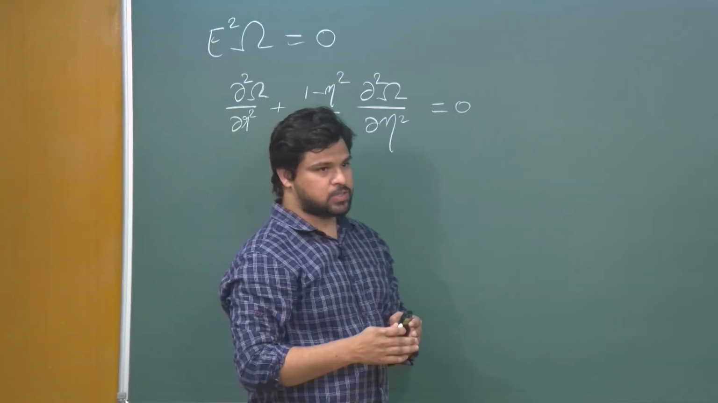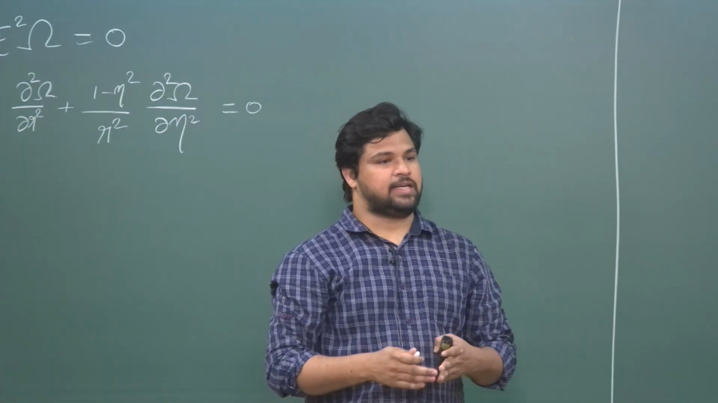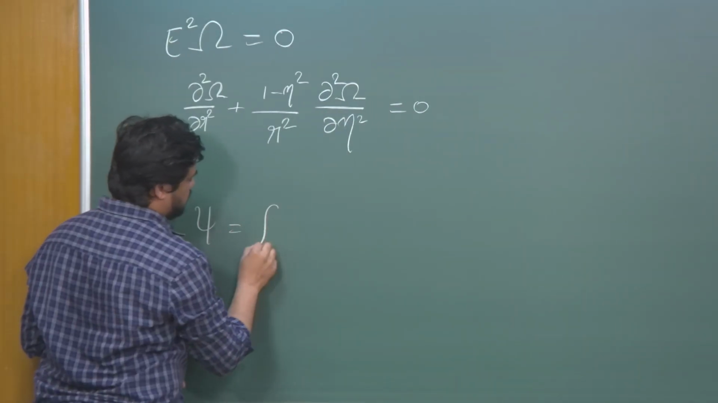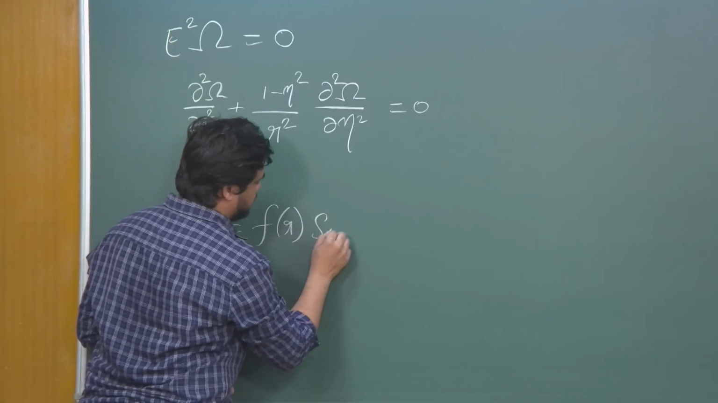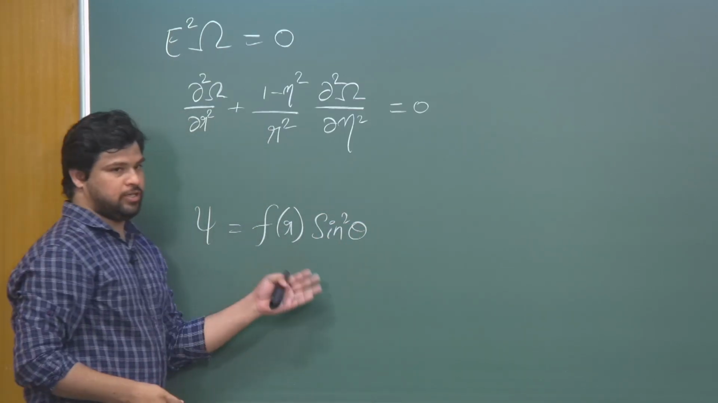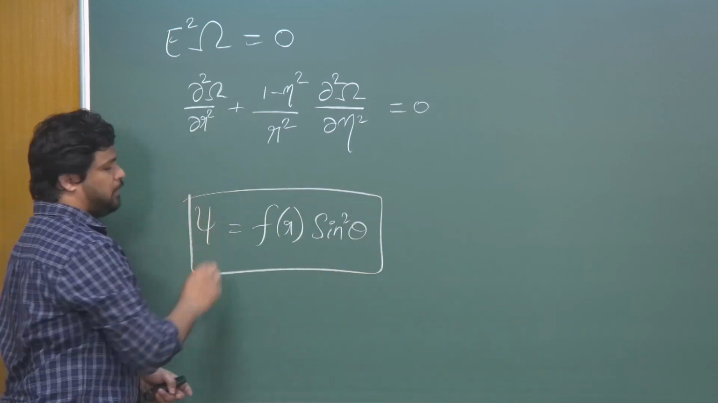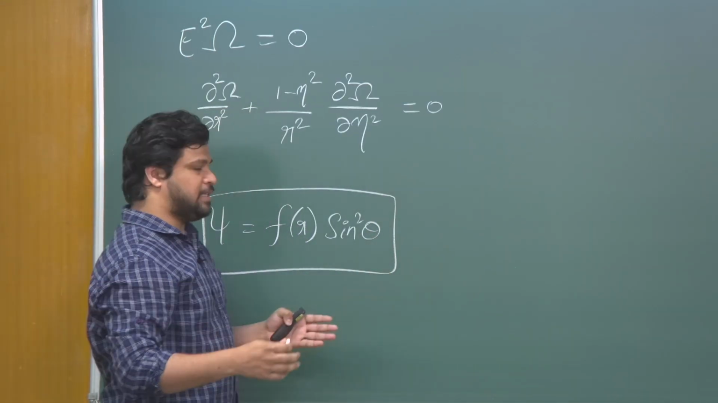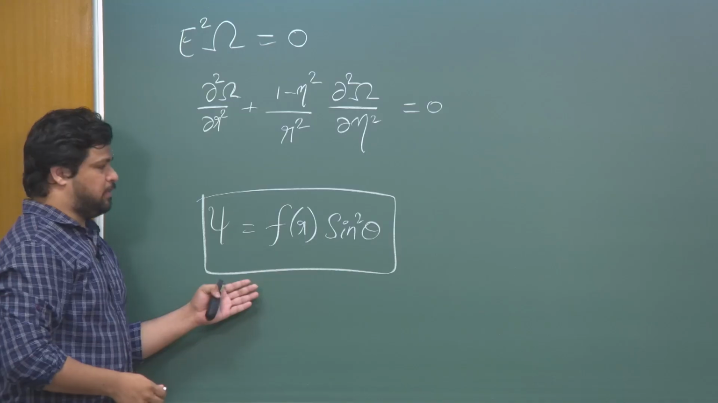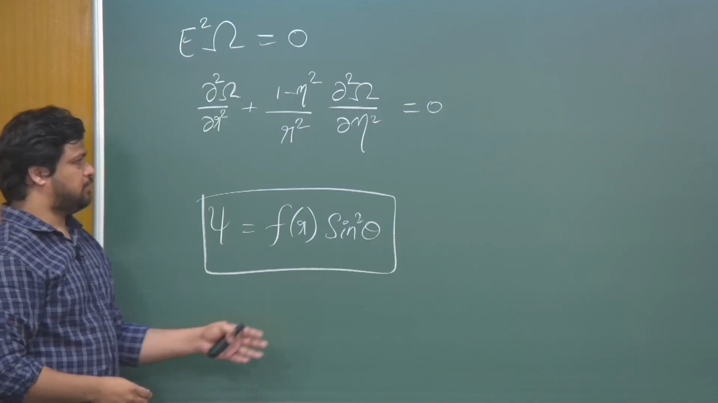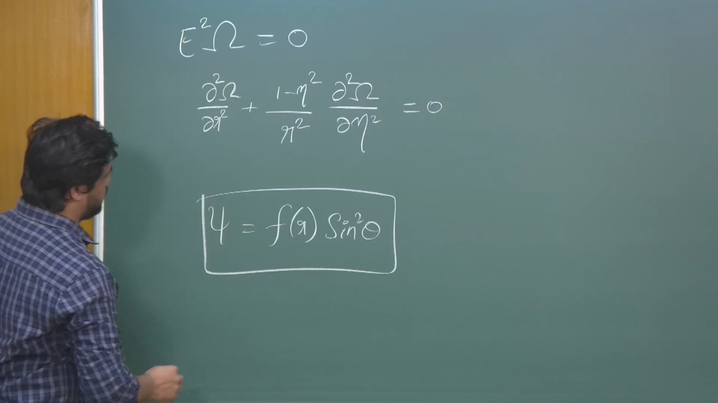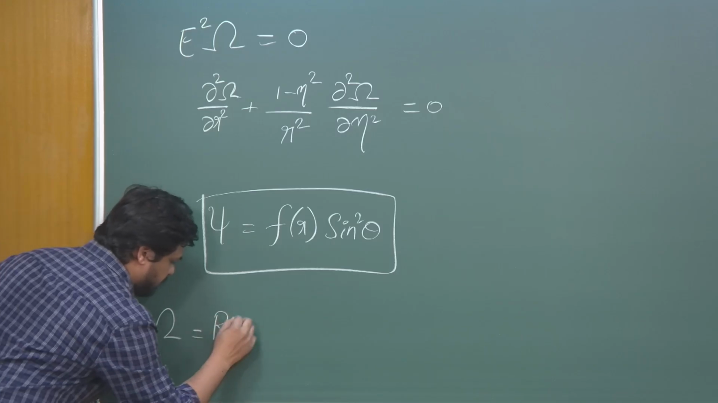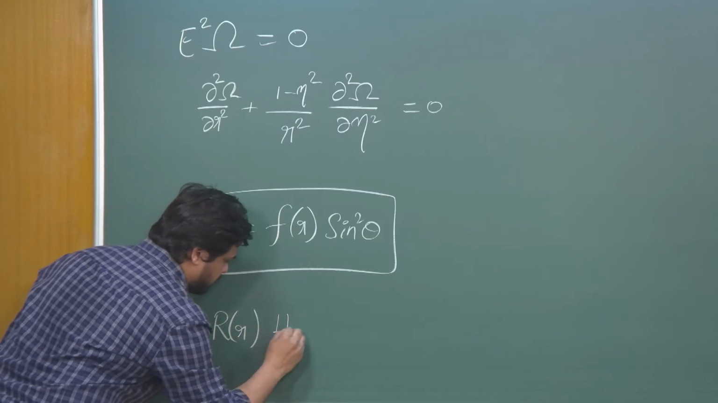If you remember, in Stokes flow over a solid sphere, we directly considered the solution form psi equal to f of r times sin square theta. In this class we formally derive the entire thing using the method of separation of variables, and we will see under what conditions the solution becomes this form. So now, using the method of separation of variables, I am assuming my omega to be R of r into H of eta.